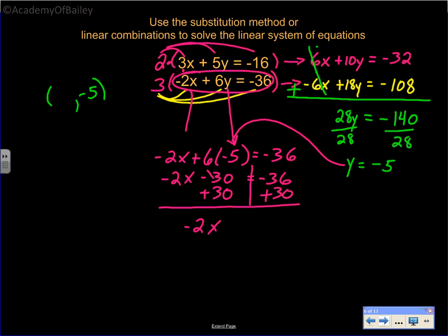So negative 2x, the 30's cancel. Negative 2x is equal to negative 36 plus 30. Negative 36 plus 30 is going to be negative 6. And divide both sides by negative 2. So x is equal to negative 6 divided by negative 2, which is 3. So x is equal to 3. And you have found the ordered pair in which those two lines intersect.